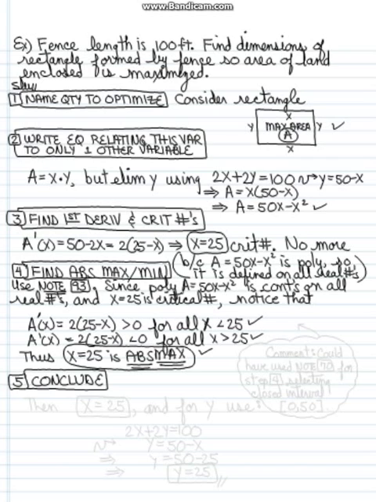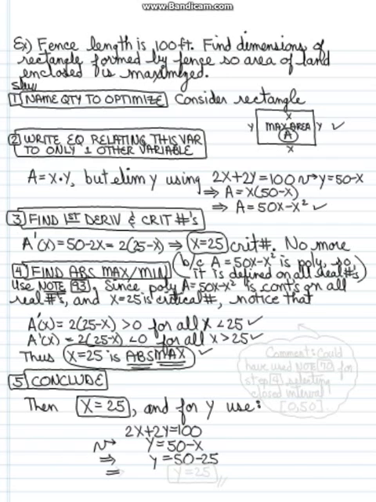Okay, let's draw our conclusion about this. Thus, x equals 25, and for y, use the perimeter 2x plus 2y equals 100. And all we'll need to do is solve that equation for y. We get 50 minus 25, because we let x equal 25, and we get y equals 25. So we have our x and we have our y required to maximize the area.